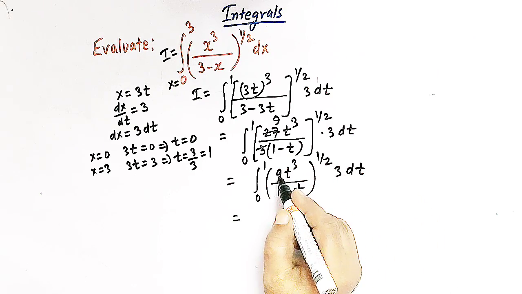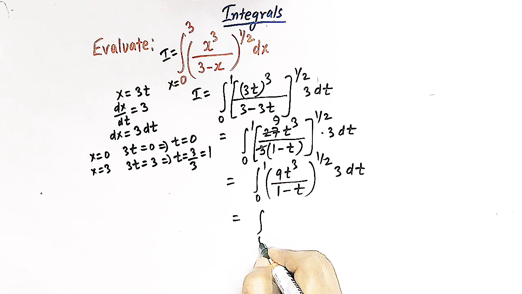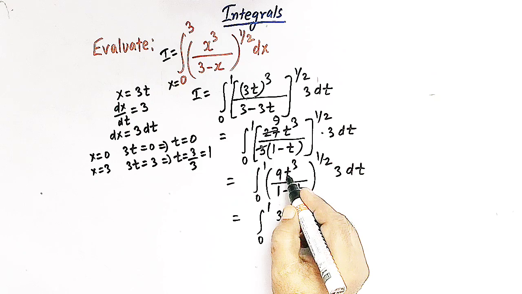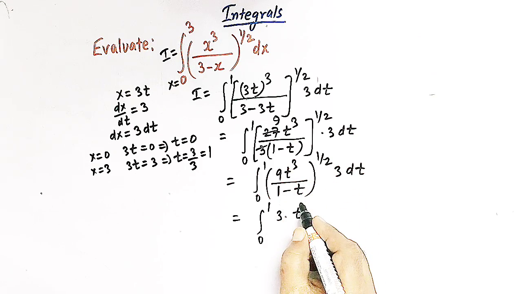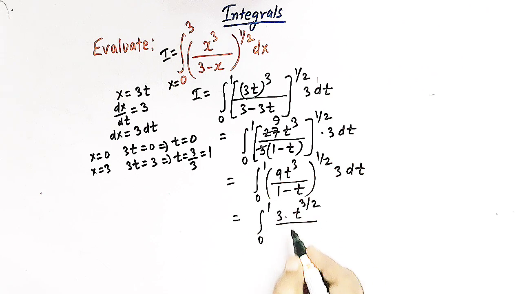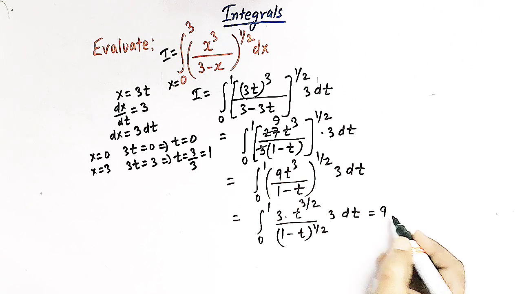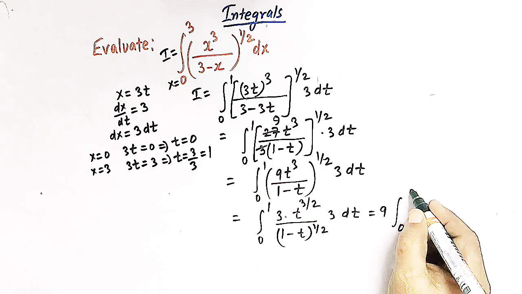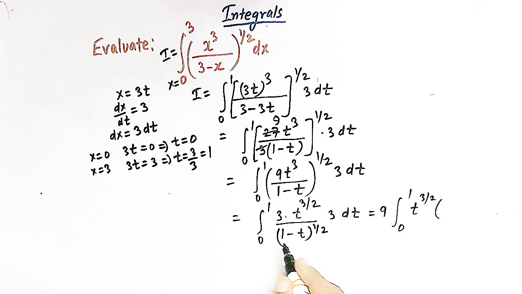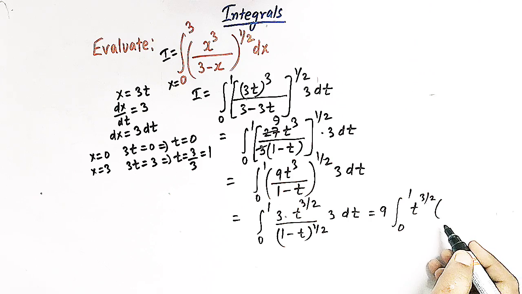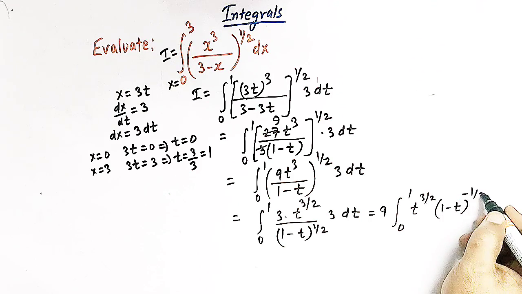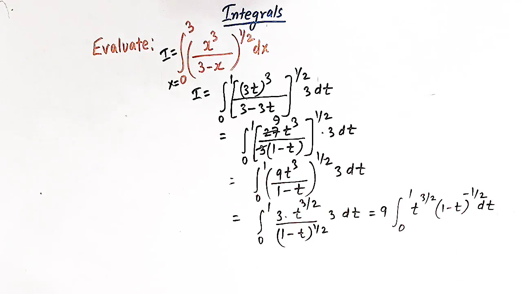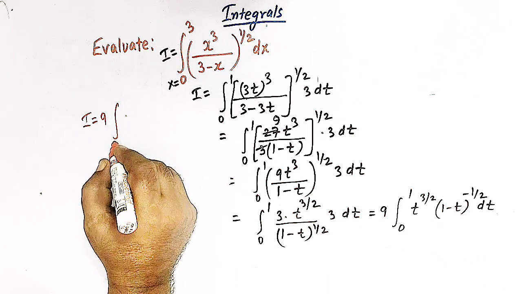Now the square root of 9 is given by simply 3, and t cube raised to half is given by t raised to 3 by 2. And in the denominator we have 1 minus t raised to half, and here we have 3 dt. Now 3 times 3 is 9, so we can take this 9 outside the integral. And here we have 0 to 1 t raised to 3 by 2, and we can take this term to the numerator, and we have 1 minus t raised to minus half, and here we have dt.